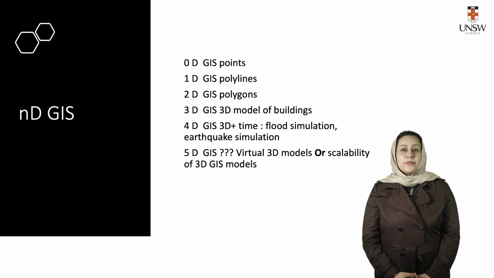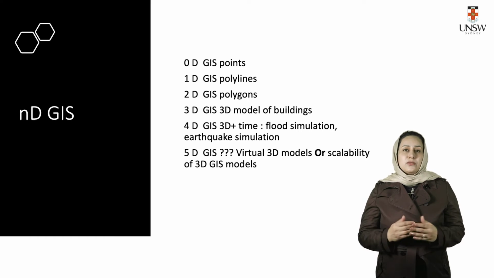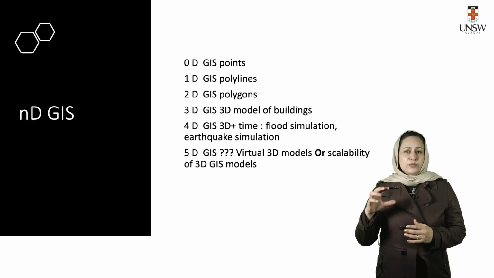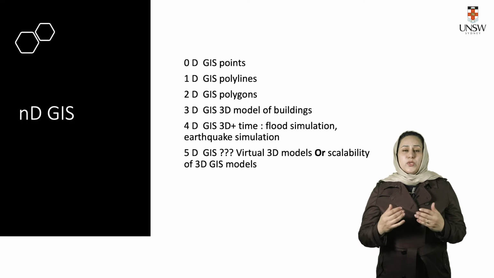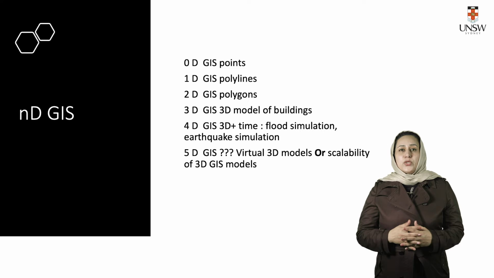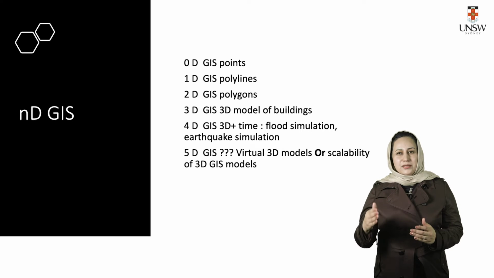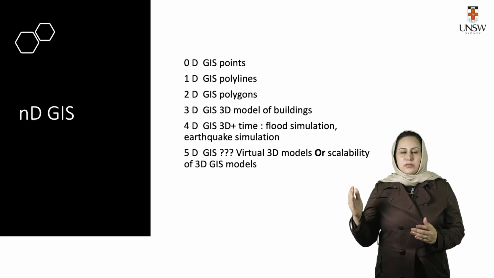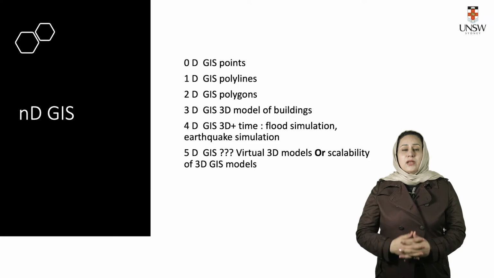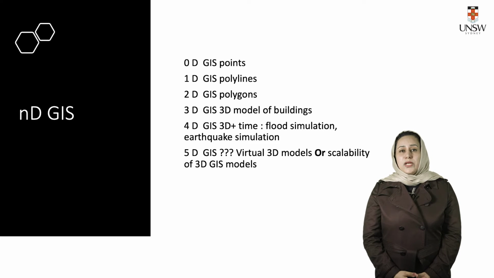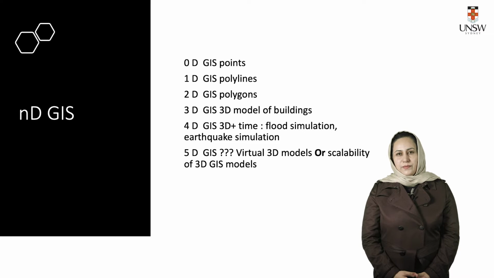Three-dimensional GIS data, which refers to 3D data in GIS environments such as 3D model of buildings. And in a 4D GIS environment, 3D data is used in temporal studies to show the changes of the 3D buildings or natural environment or 3D data over time. For example, 3D simulation of flood over time is a type of 4D GIS.